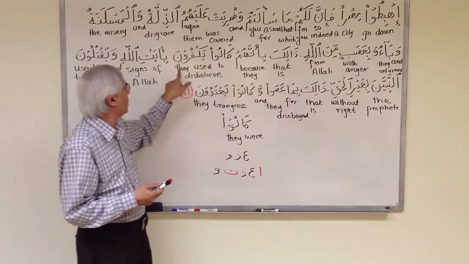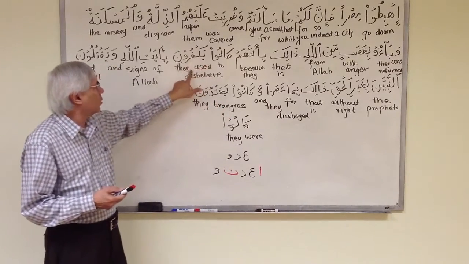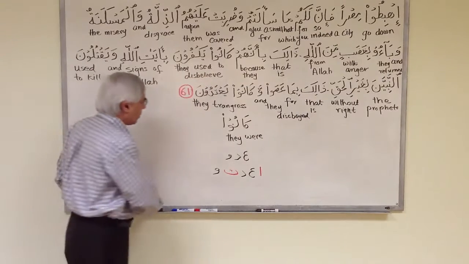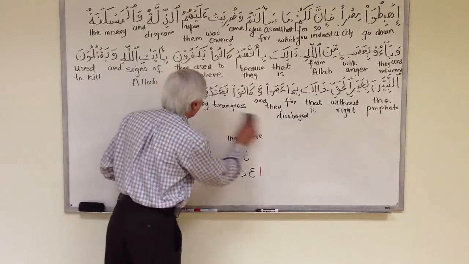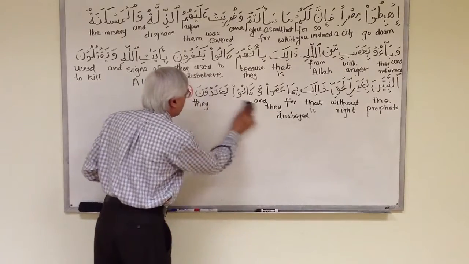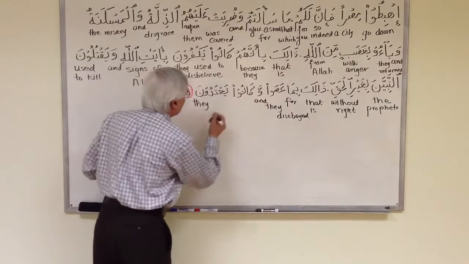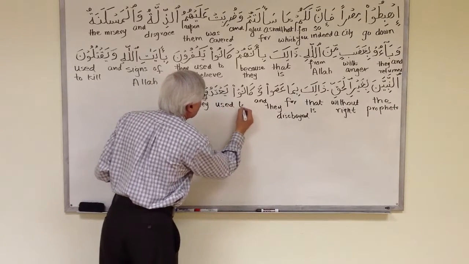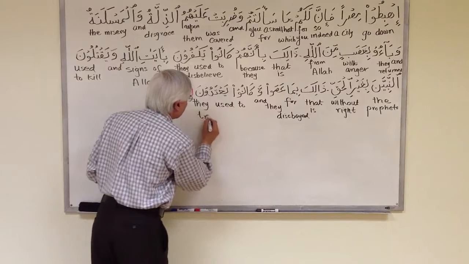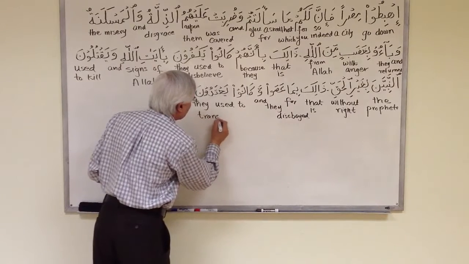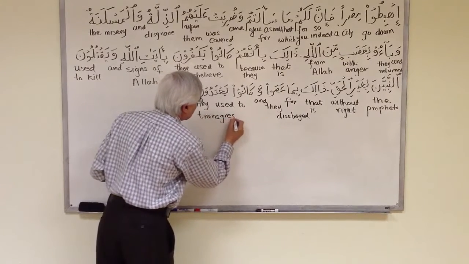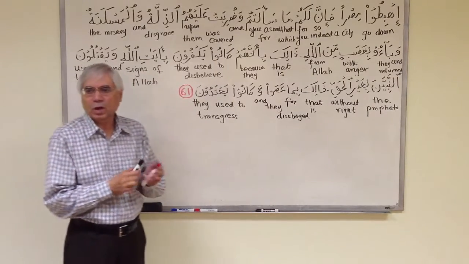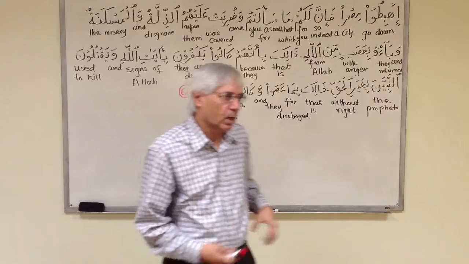The same way we have here, combining kanu, we can say they used to transgress. So the meaning will be here: they used to transgress. Transgress means they used to cross the boundaries set by Allah subhanahu wa ta'ala.